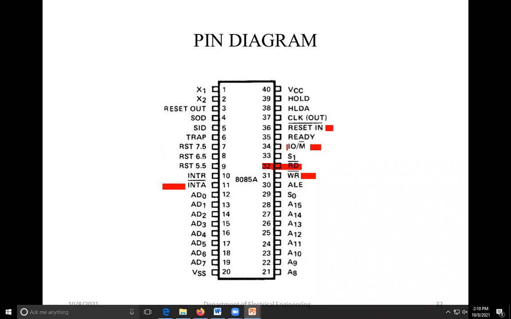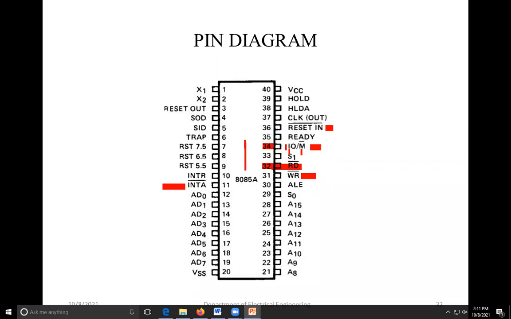Here in pin 34, there are two functions working. The first function is input output and the second function is memory. So what is the meaning of that? When your 34 pin is active high, you have to give the 5 volt supply to pin number 34. Then the processor, 8085, is connected to the input output devices.